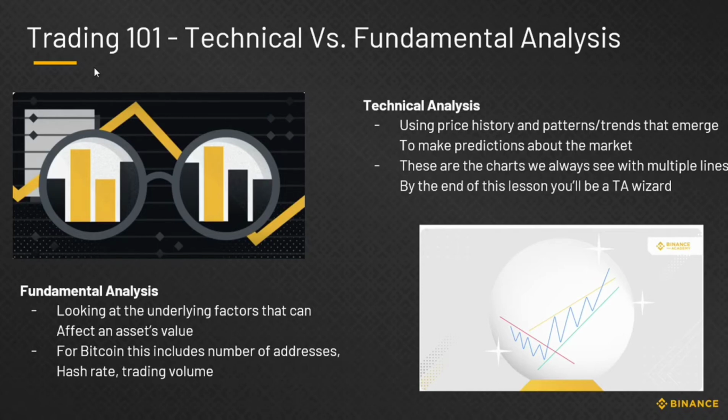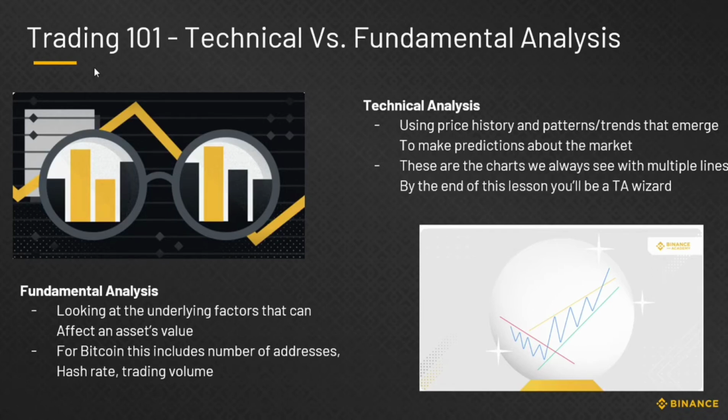Now, what is fundamental analysis? You know what it means to analyze: to get your facts or some things together and look at them carefully in order to make decisions. For fundamental analysis, what it involves is looking at the underlying factors that can affect an asset's value. For Bitcoin, this can include the number of addresses, hash rate, trading volume, etc.